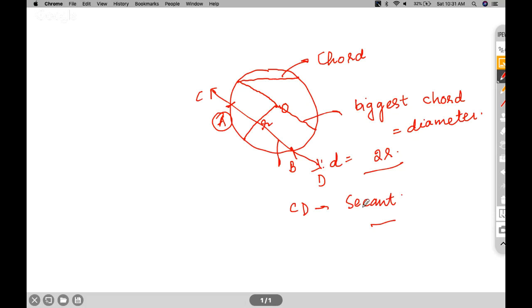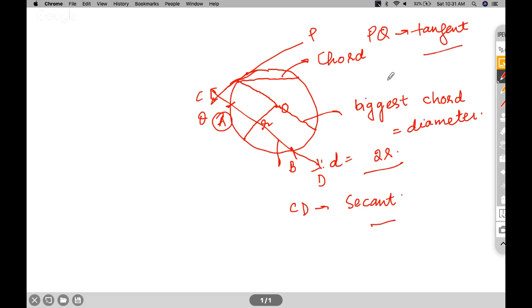Now, what is a tangent? A tangent is any line which touches the circumference of the circle at only one point. So a line that intersects the circle at exactly one point is known as a tangent. So this line, with points P and Q, PQ is known as a tangent of the circle.